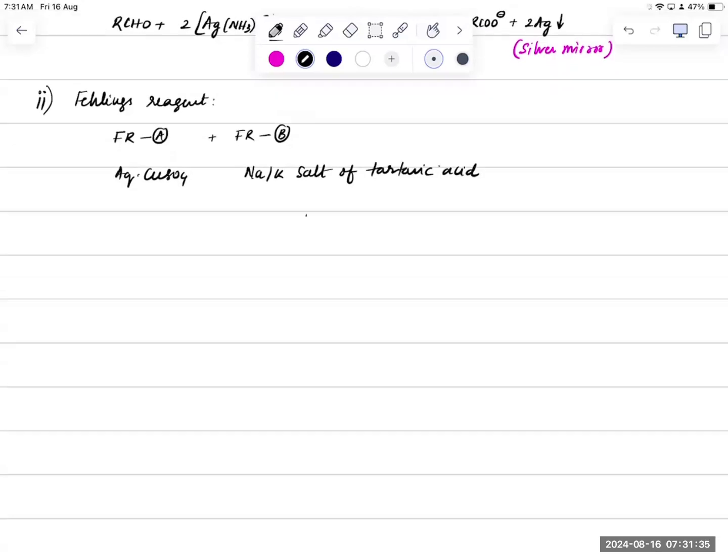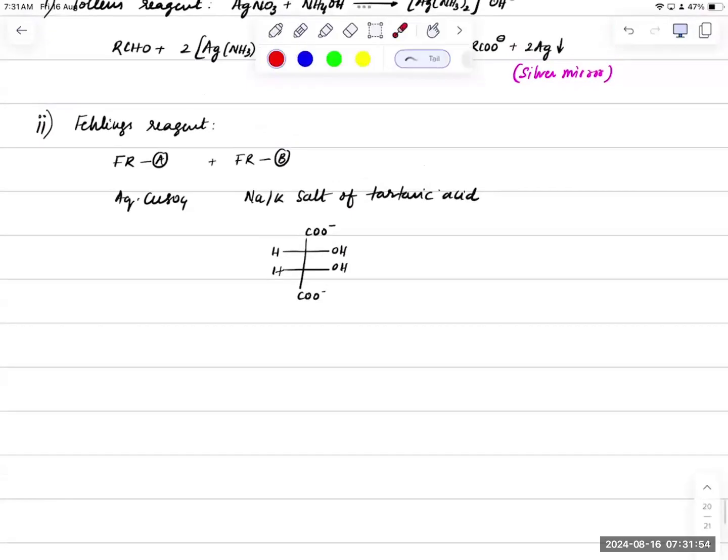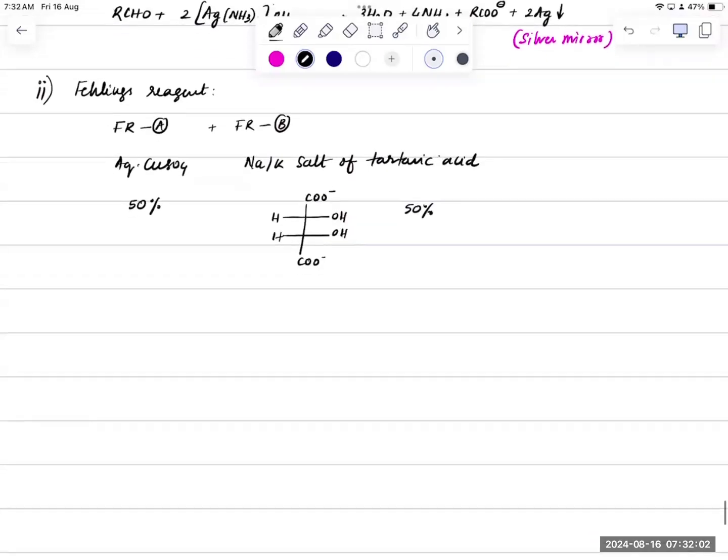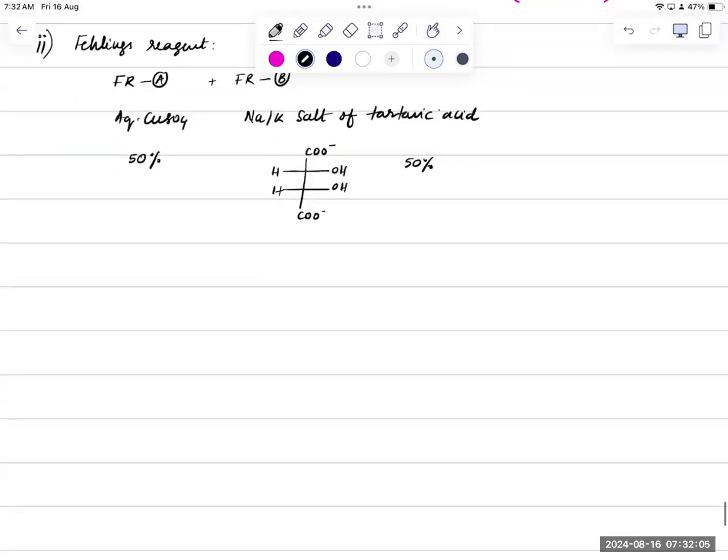Okay, if you remember, tartaric acid structure would look like this. We will have this as CO minus, OH, OH, H and H. So we need to add 50% of this, 50% of this by volume. Both would be added 50-50 percentage, and this is called Fehling's reagent. This is also called Rochelle's salt.